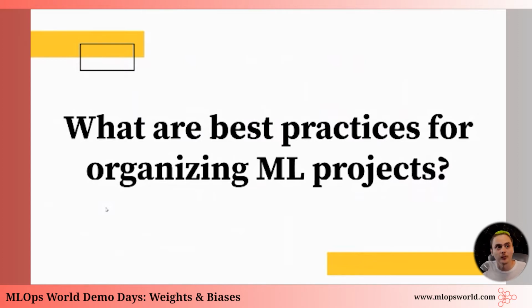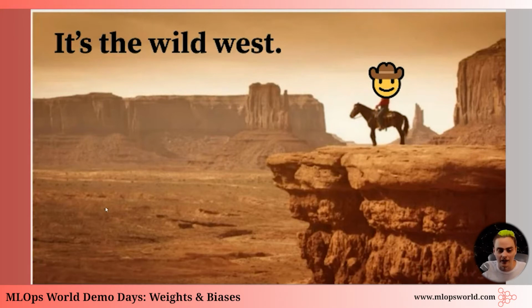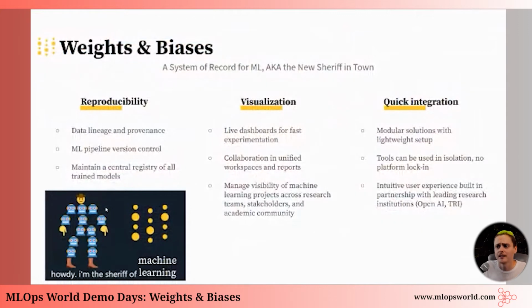When I first asked myself this question a couple of years ago, when I was in graduate school studying neural networks, the answer was basically that it was the Wild West. No one had set down best practices. There were some people trying out some things, but there were no clear ideas about what those best practices were. So Weights and Biases provides a system of record for machine learning experiments, and is in some ways a new sheriff in town for the Wild West.